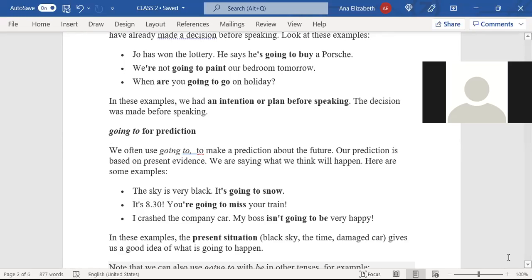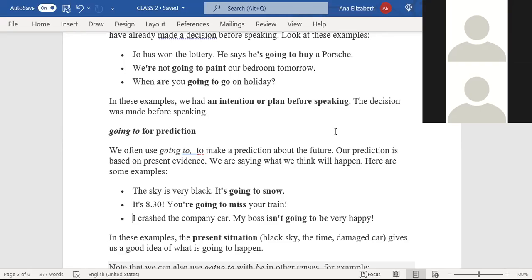Excellent, okay? Let's see. Karin, I crashed the company car. My boss isn't going to be very happy. Of course, right? Obvio que no va a ser contento el jefe, ¿verdad? I crashed the company car. My boss isn't going to be very happy.